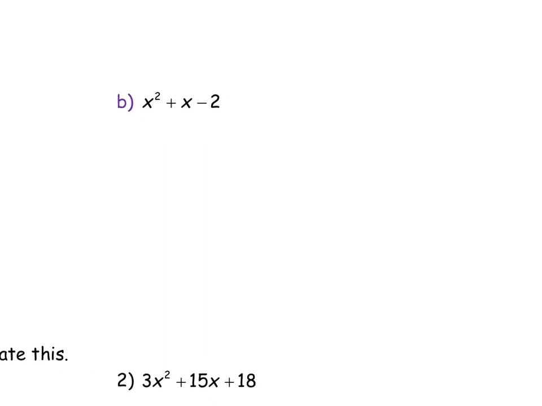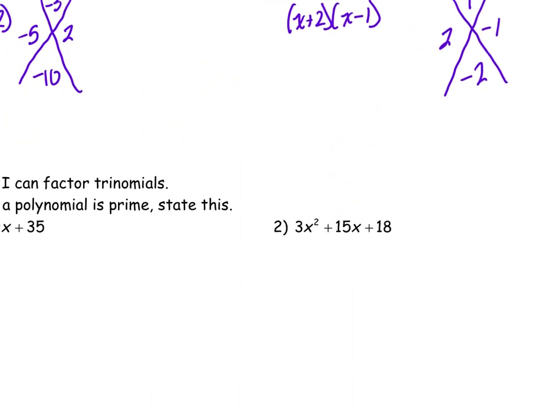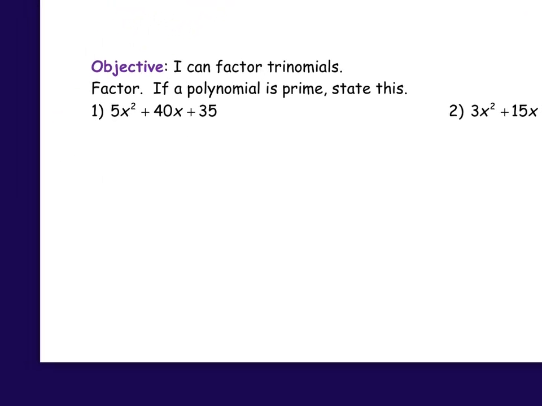X squared coefficient A is 1, so I need two numbers that multiply to be negative 2 and add to be 1. So what are those two numbers? Yeah, 2 and negative 1. So I've got x plus 2 and x minus 1. So those are my answers there. So if A is 1, pretty simple. Now let's go on to our next one.